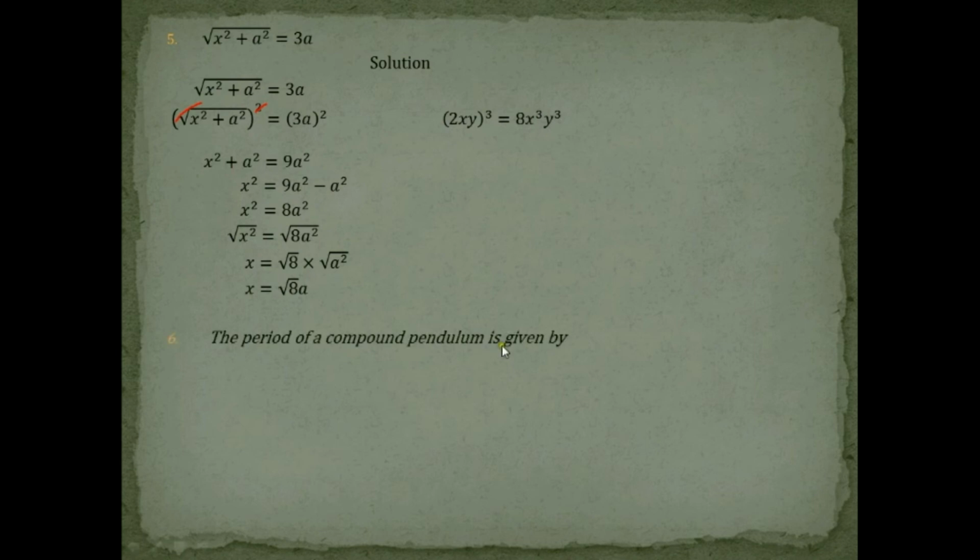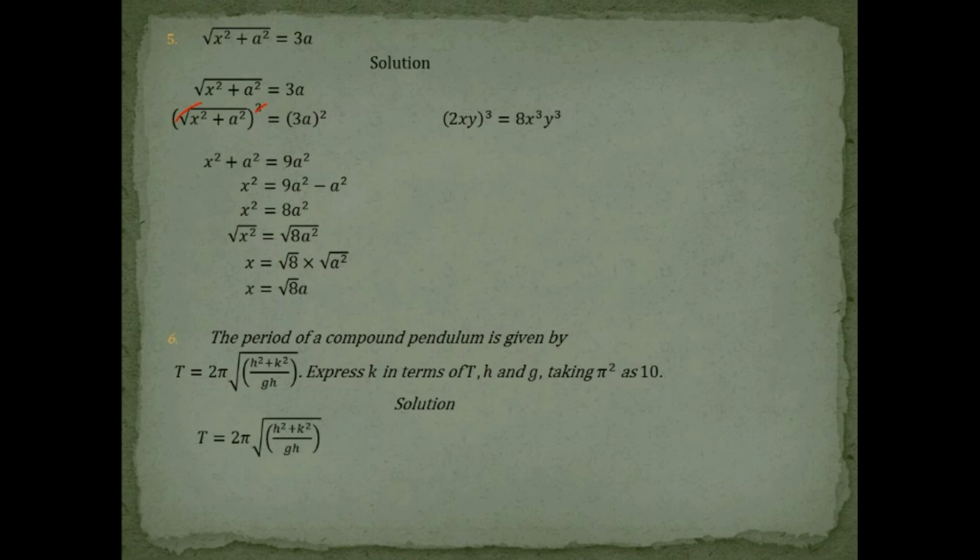So number 6, the period of a compound pendulum is given by T equals to everything right there. Express k in terms of T, g and h, taking pi squared as 10. Now you are told to express k in terms of this and this. That means make k the subject of the formula. So how do we do that? Let's check out the solution.